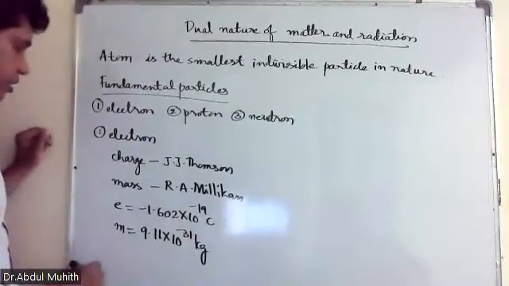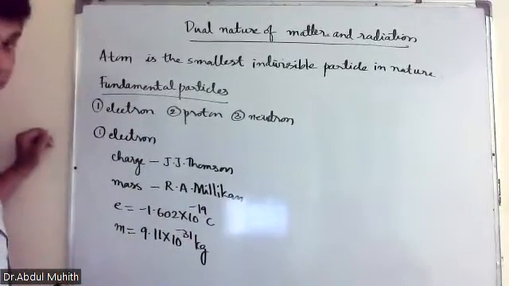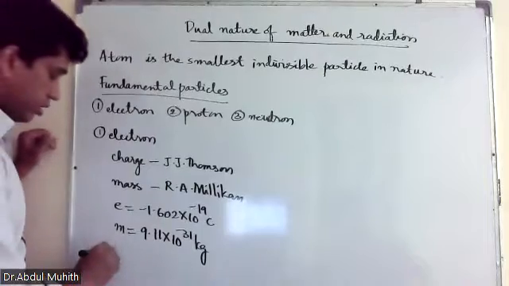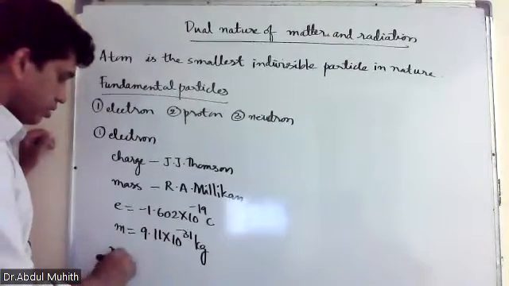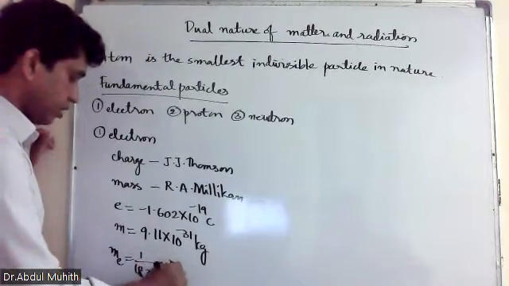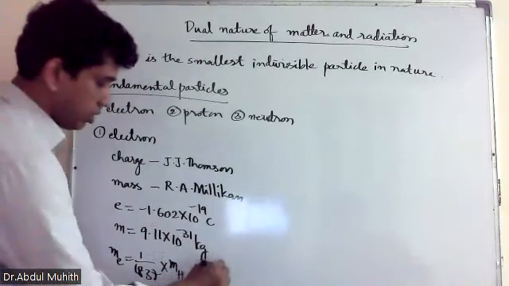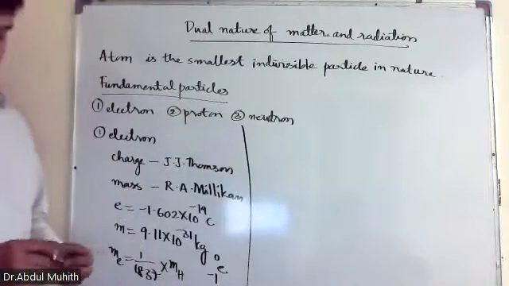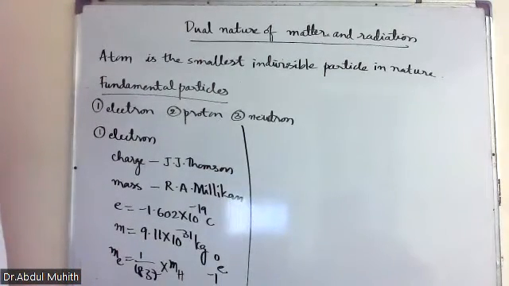And if you compare the mass of the electron to the mass of the hydrogen atom, it is 1 by 1837 times the mass of a hydrogen atom. Okay, so what is the symbol? The symbol is e, with minus 1 as the charge and 0 as the mass. Is that clear? Okay.